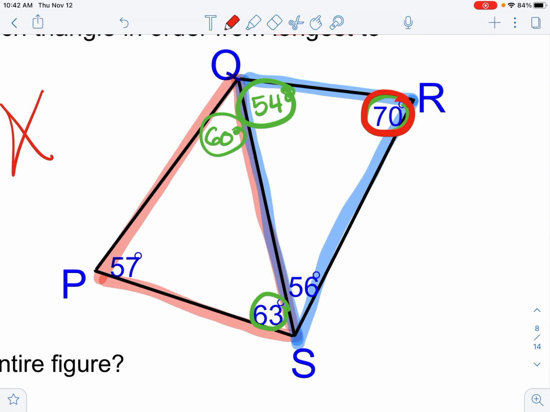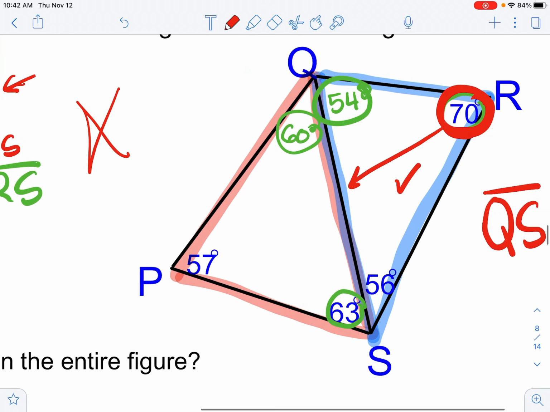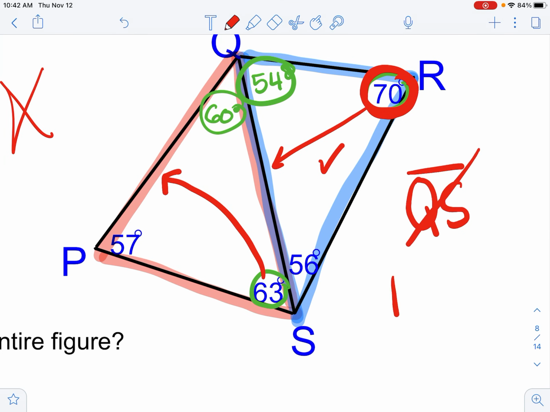What I do is I say, okay, I want to find the longest side. What's the biggest side that I think so far? I'm going to find my biggest angle, which is 70. I'm going to go opposite of that. I'm going to say, okay, I think the answer is QS. But now I have to check in both triangles to see if QS is the biggest. If it's not, then the other one takes over. So in this blue triangle, is QS the biggest side? Yes, check. So far, so good. Now look at the triangle in red. Is QS the biggest side? No, PQ is. So it takes over, and PQ is my biggest side.